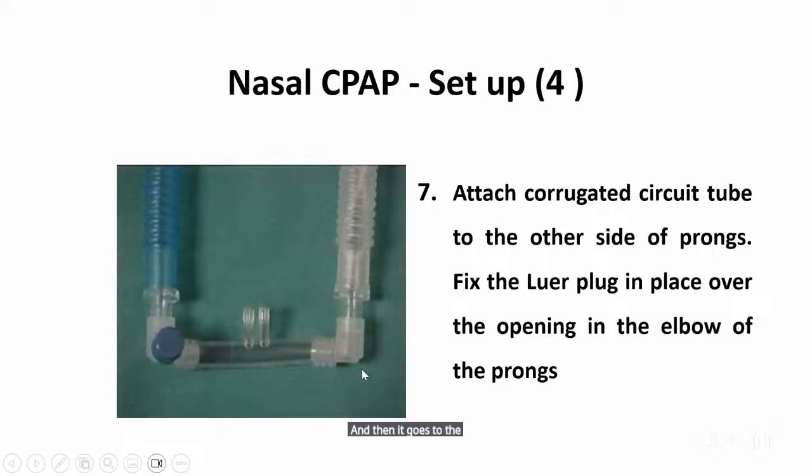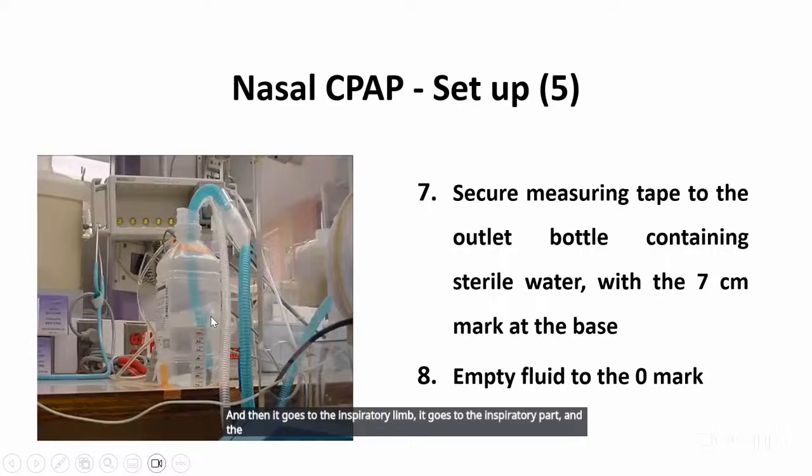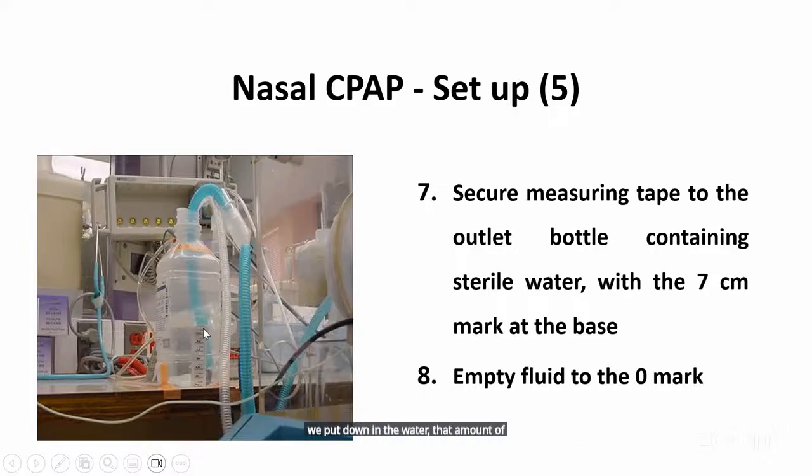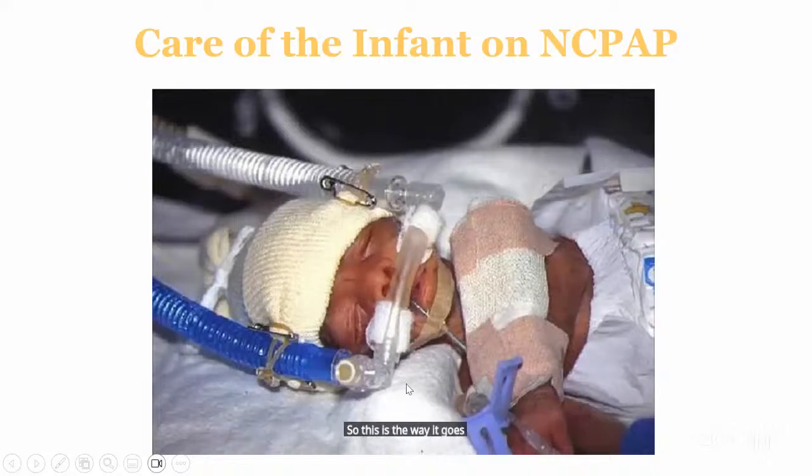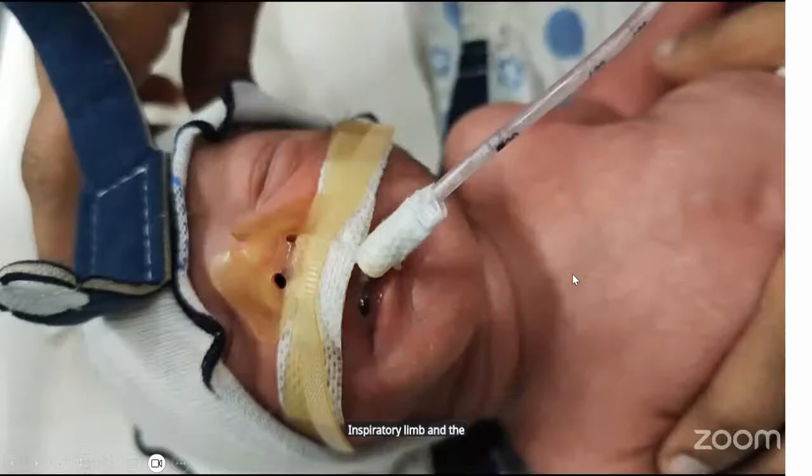It goes to the inspiratory part, and the expiratory part is connected to the underwater seal, where by putting the scale down in the water, whatever scale we put, that amount of positive end expiratory pressure is being delivered. Okay, so this is the way it goes. Inspiratory limb and the expiratory part of it.